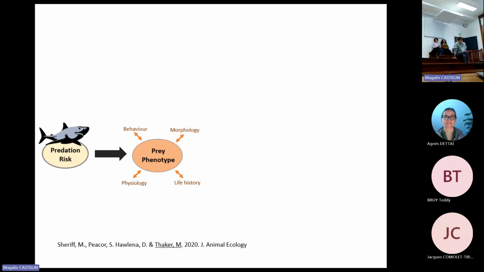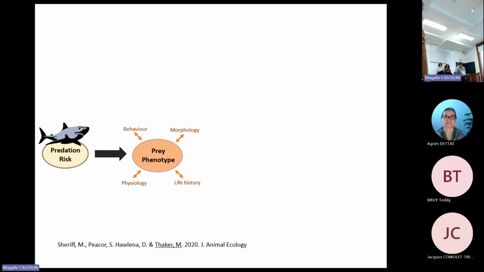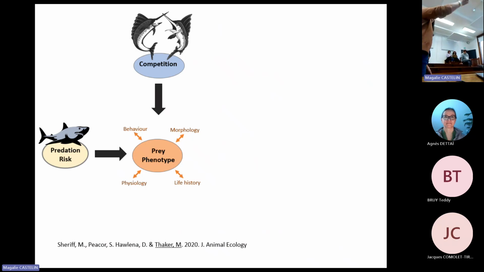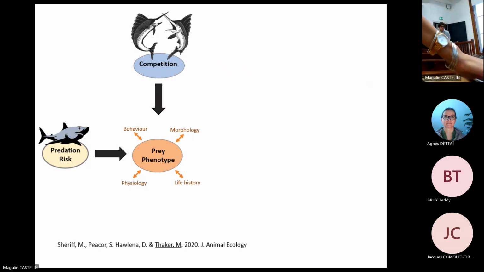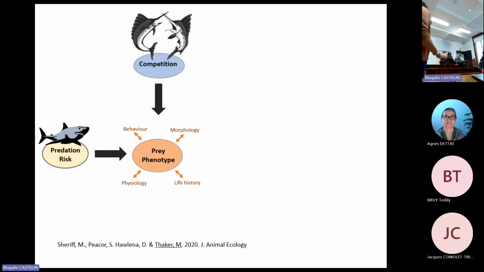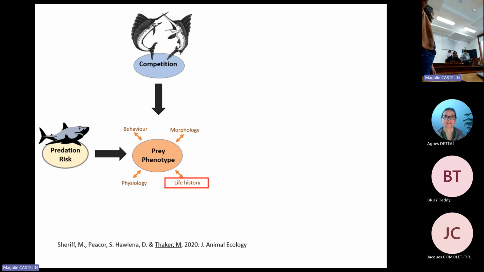All right. So we've been going along this chain, and we're still at the orange. And now I want to add a different selection pressure that we discovered along the way as being super important. Right? So it's not just predation risk affecting prey phenotype, but it's also competition. And I've also been talking about behavior, morphology, and physiology, but not mentioned life history. So let's take a moment to think about life history, because life history does affect whether the next chain in this event happens or not.